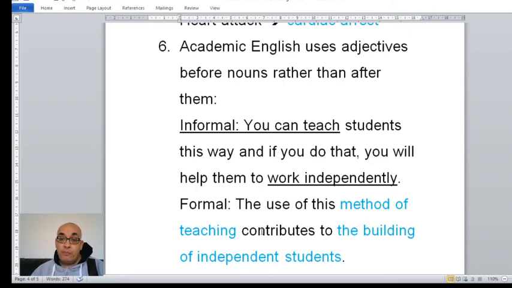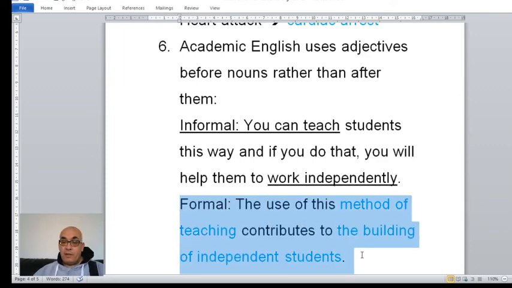And as you can see, "contributes to." Again, contributes is a very academic verb. It's very much a formal verb. Instead of "you will help them to," I'm saying the method of teaching contributes to the building of independent students. So I use contribute, I don't use help. Contribute is formal. Method of teaching, again, this is formal. Independent students, I use independent as an adjective before nouns. And all these things make this sentence academic, or formal if you want.